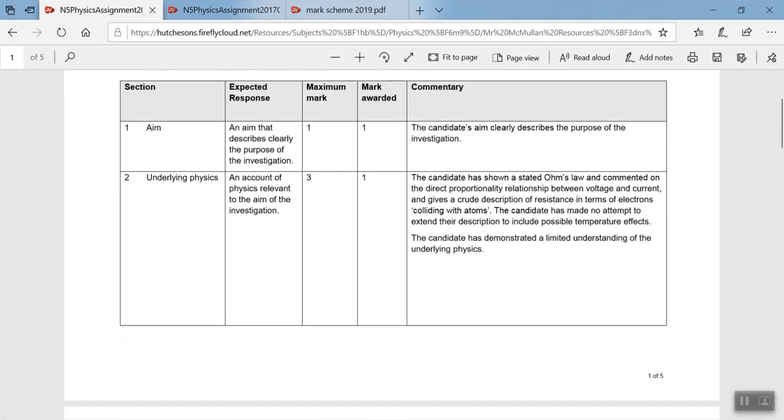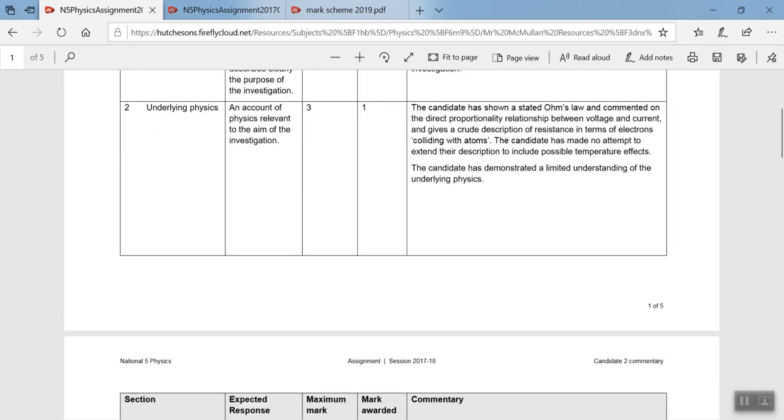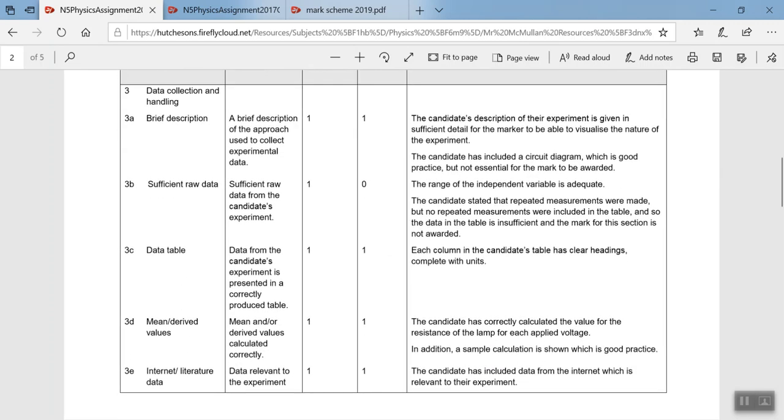They got 1 out of 1 for their aim, 1 out of 3 for their underlying physics. They made no attempt to extend the description to possible temperature effects, which I mentioned previously. Extra heat means extra energy, means more vibration of particles. Their description was fine. They talked about how they set up the experiment, and included a circuit diagram, which is good practice. Okay, so it doesn't have to be done, but it's good for the marker to see.